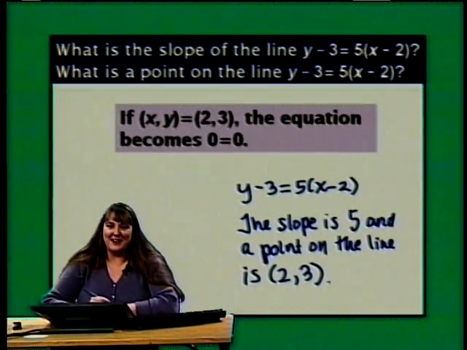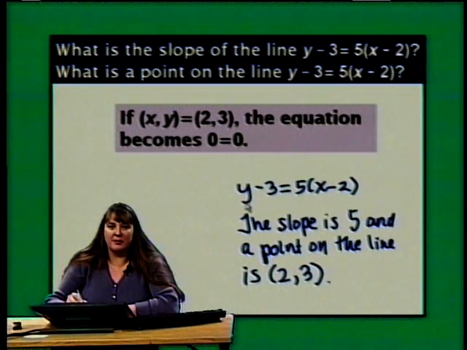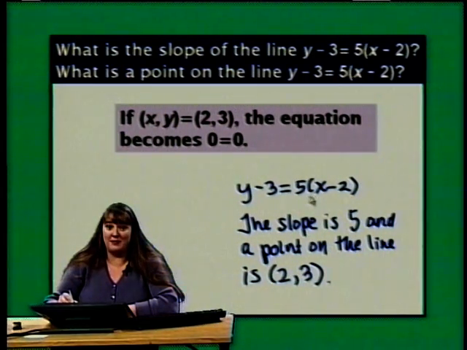So notice that if x, y equals 2, 3, the equation becomes 0 equals 0. Look at our equation. If we replace y with 3, we have 3 minus 3 is 0 on the left-hand side. If we replace x with 2, we have 2 minus 2 is 0, multiplied by 5 is still 0 on the right-hand side. So 2, 3 is indeed a solution to this equation, which means 2, 3 is a point on the line.